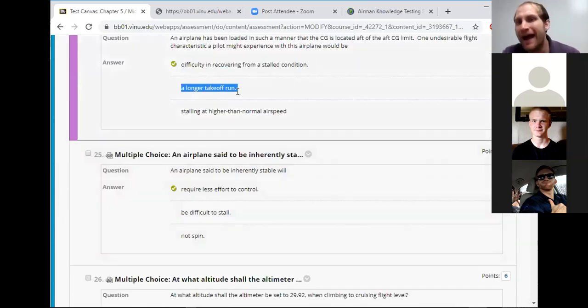B is a bad choice. A longer takeoff roll, that would be if you had a forward center of gravity. Stalling at a higher than normal airspeed, that would be a forward center of gravity.